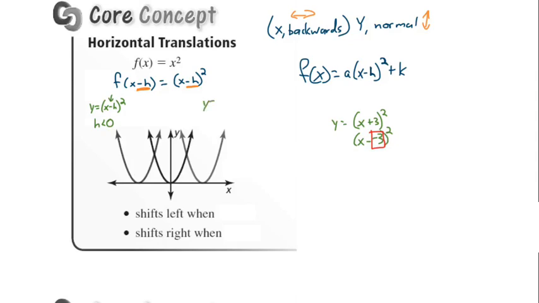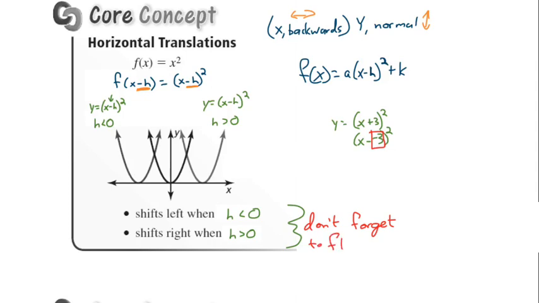If y equals x minus h squared and h is positive, so h is greater than 0, it's going to shift to the right. So it shifts left when h is less than 0, and it shifts right when h is greater than 0. And I'll put over here, don't forget to flip it. You have to flip it. Flip it good. Clear as mud? Perfect. Let's switch to the next one.